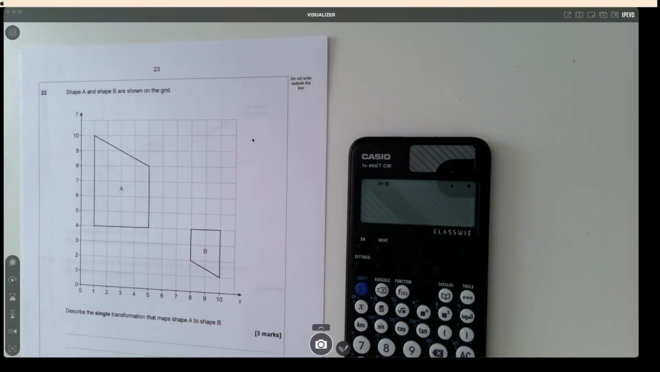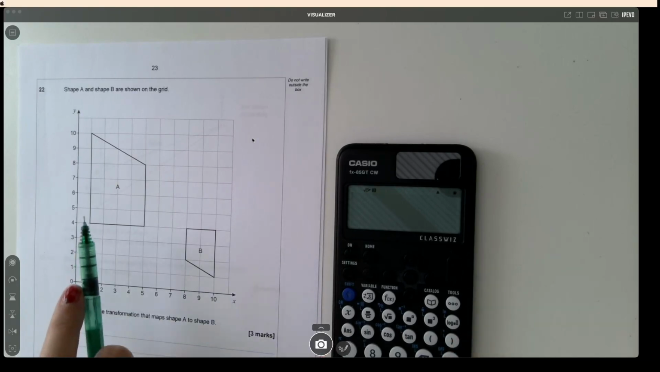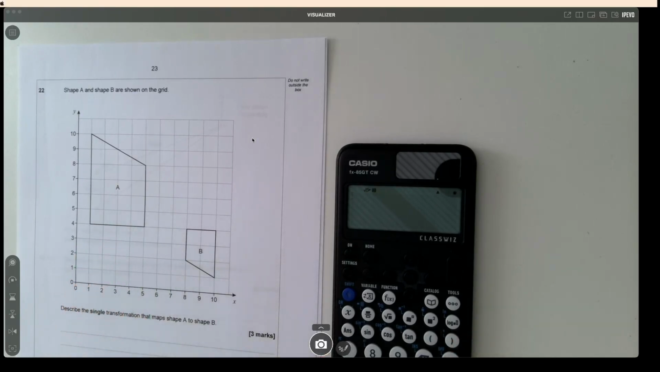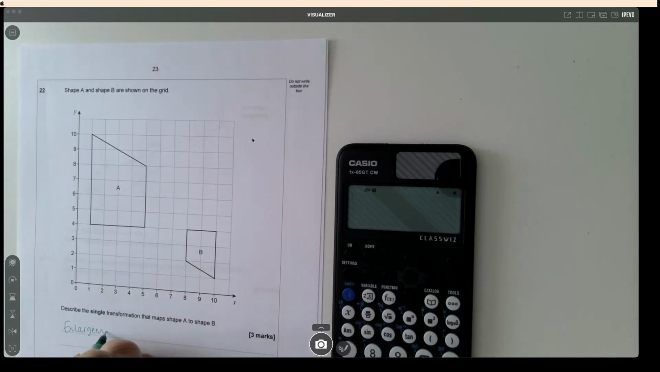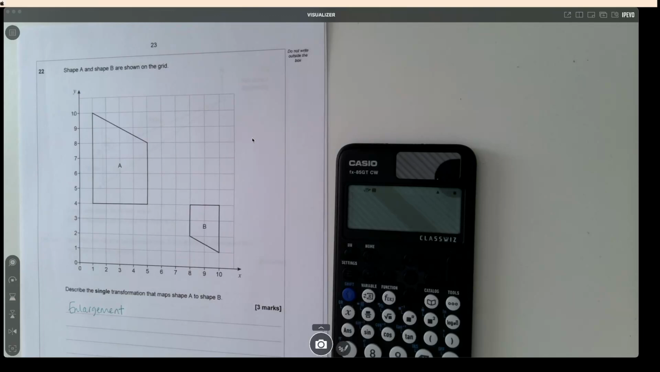Question 22. Shape A and shape B are shown on the grid. So we've got shape A and shape B. Describe the single transformation that maps A to B. So first thing we need to notice is if we're mapping from shape A to B, it's changed size. So if it's changed size, it's definitely an enlargement. Hasn't rotated, it hasn't flipped, it's changed size. So it's got to be an enlargement.